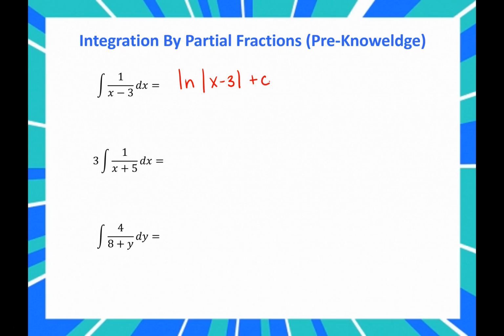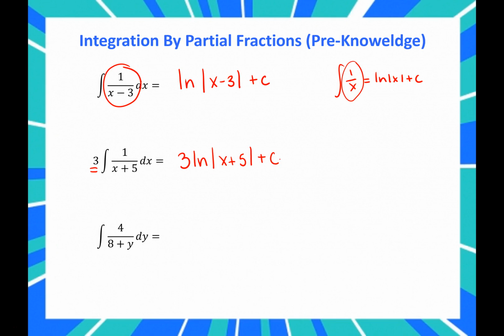And the reason why is we know that if I have the integral of 1 over x, that's also equal to ln x plus c. And you can see that this 1 over x minus 3 is very similar to the 1 over x, okay? So that's why that works. And so here, if I have a 3 out in front, this would be equal to 3 ln of x plus 5 plus c.